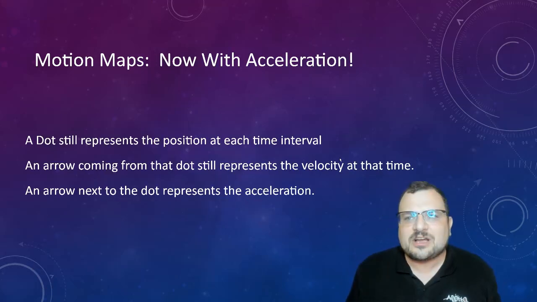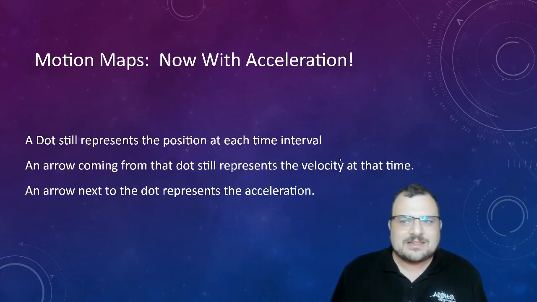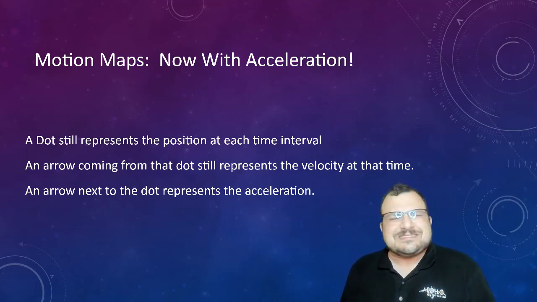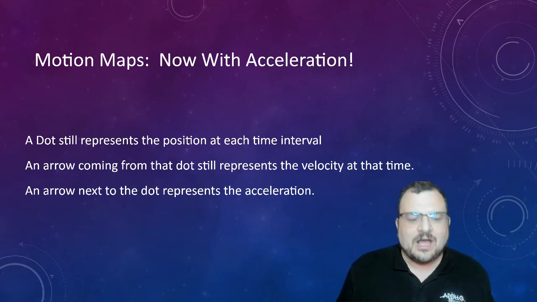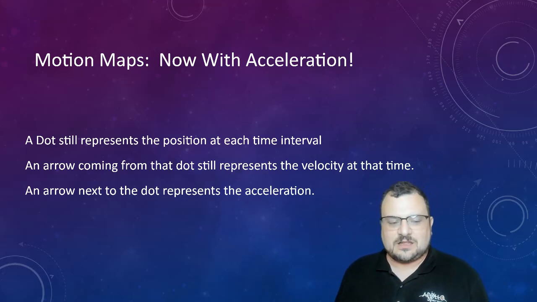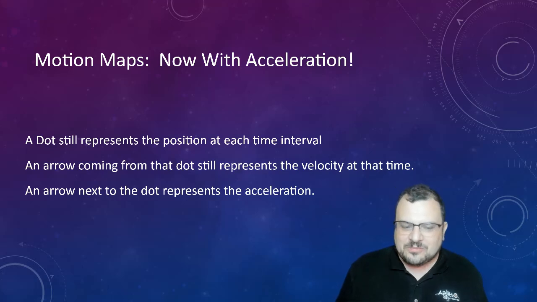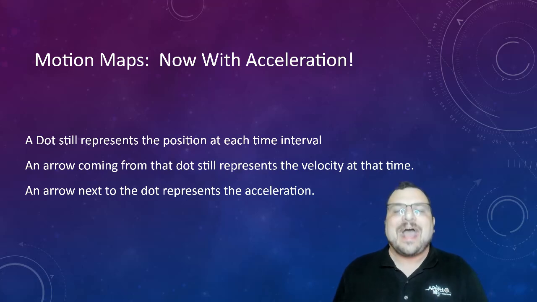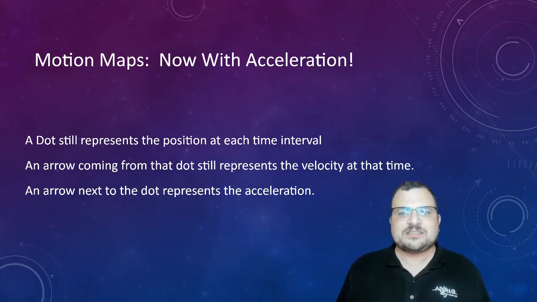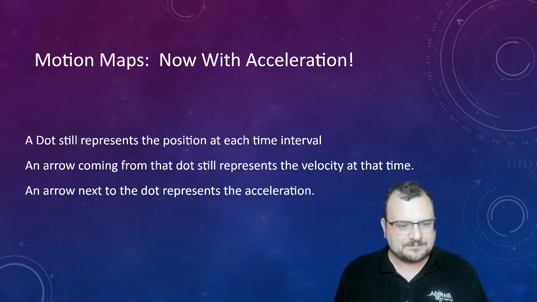So let's talk about motion maps. We talked about this last time when we had constant velocity problems. Same thing is going on here. It's just now we're adding an extra bit. A dot will still represent the position at each time interval. An arrow coming out of that dot is still going to represent the velocity, but now that we have acceleration, we're going to add an additional arrow sitting right next to the dot that is going to represent how much acceleration there is and what direction that is.